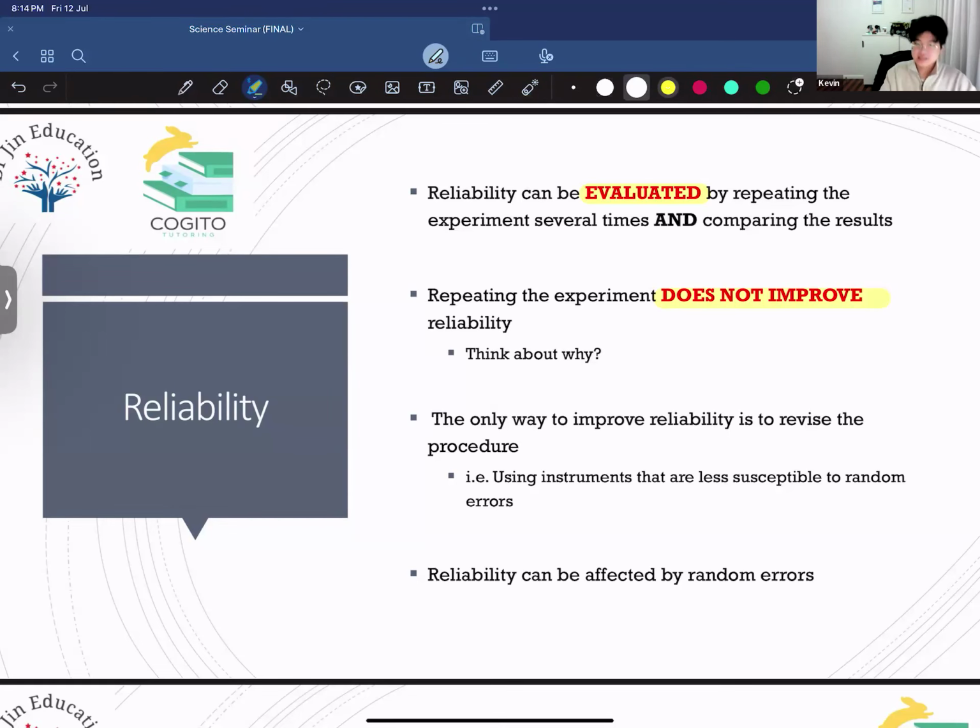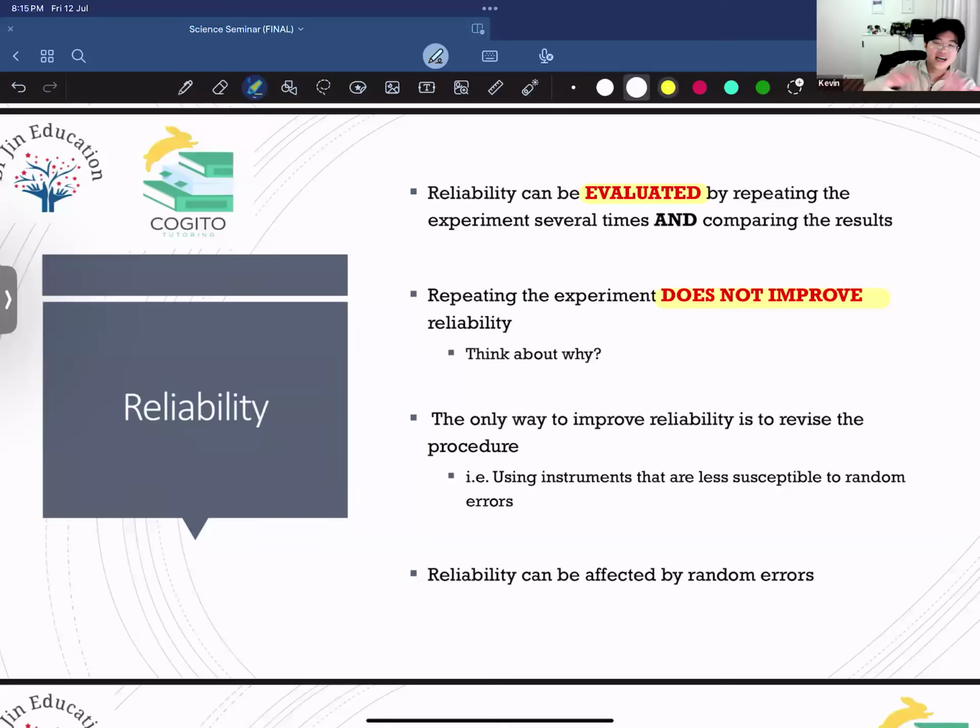Okay, Tommy, you were first, so Tommy. I basically think that maybe it's because the more times you do it, the more likely it is to be different, and that's why it's harder to become reliable. Okay, that's a good thought, but that's not exactly why it doesn't improve reliability. That's a good thought though. Alice, what do you think? I think if you keep repeating it, but you get inconsistent results, that still doesn't improve reliability.